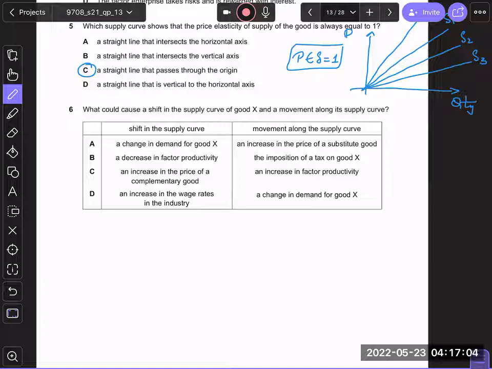Say C, what is it? An increase in the factor productivity. If the factor productivity increases, then your supply curve will shift outwards. Say it won't cause movement along the curve.